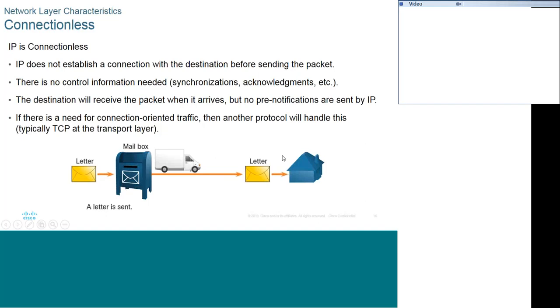But when we want to make sure that this letter has arrived, the upper layer, which is the transport layer, has the responsibility to track the data and make sure it has arrived, by using different protocols. The TCP protocol has this option: it has acknowledgement, synchronization, and a session connection between the sender and the receiver. But here in the network layer, this is not the job of IP. That's why it is called connectionless.